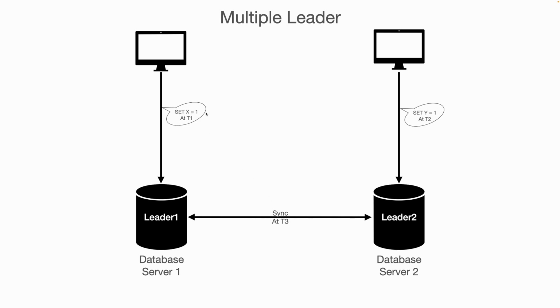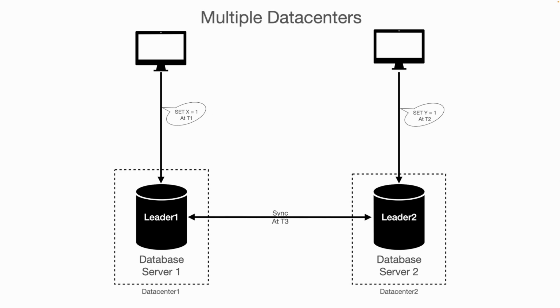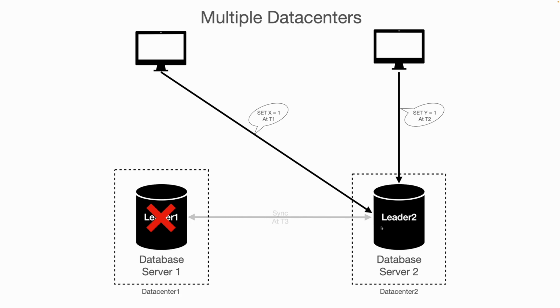Now where can we use this multiple leader? The first use case is multiple data centers. In the same example, let's assume leader 1 is in data center 1 and leader 2 is in data center 2, and now this client is connecting to data center 1. After some time, due to some network issue, leader 1 is down, the full data center is down. Now this client can connect to the other data center that is nearby. So with the help of multiple leaders, we can handle data center failure also.